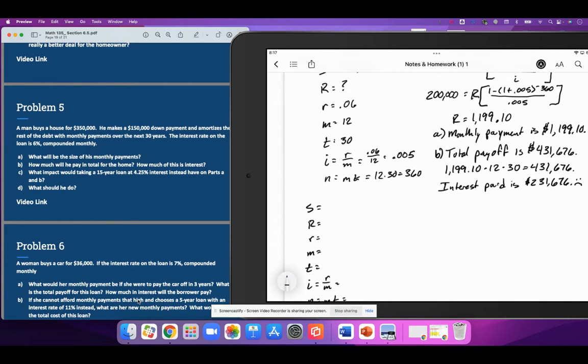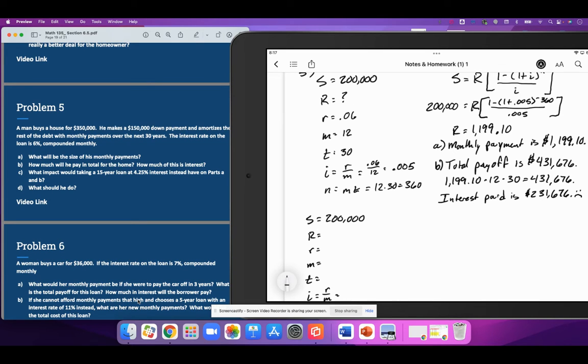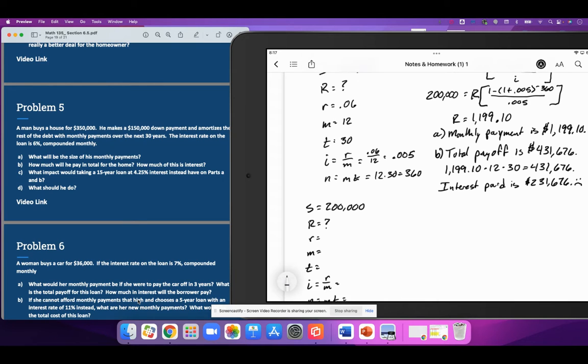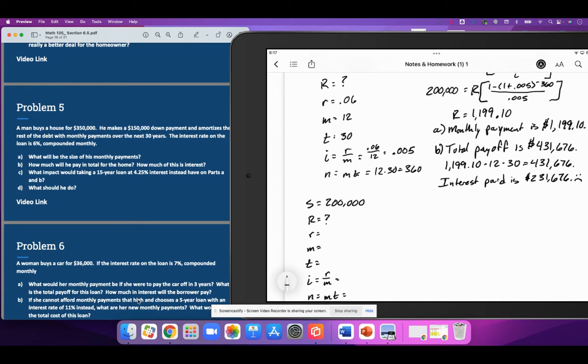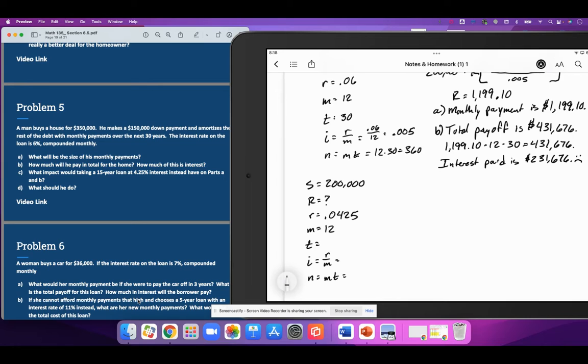let's see what we got. We're still borrowing 200 grand. We're still looking for what the monthly payment's going to be. The rate is going to drop to 4.25%, and I'll say this again, the shorter term a loan is, usually the lower the interest rate. Still going to be paid monthly. This time it's going to be done in 15 years, not 30.